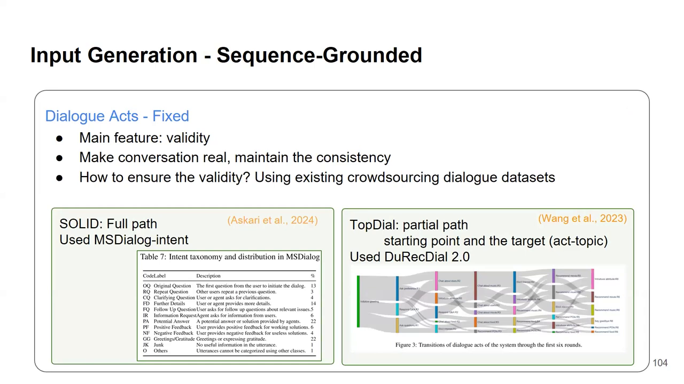Regarding generating background information, now we can discuss generating the sequence of dialogue acts. We need to check the validity of the sequence. The first way, we can split the dialogue acts into the fixed and the open one. Fixed means that before generating the conversation, they define the whole path, the whole sequence of the dialogue acts.